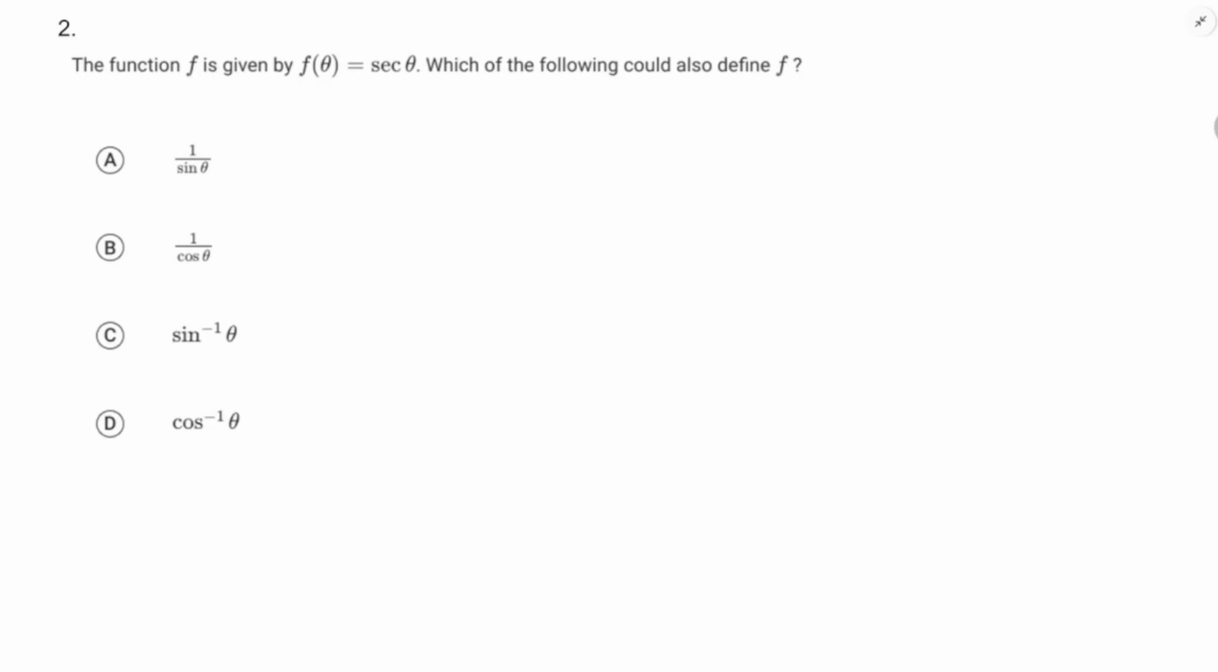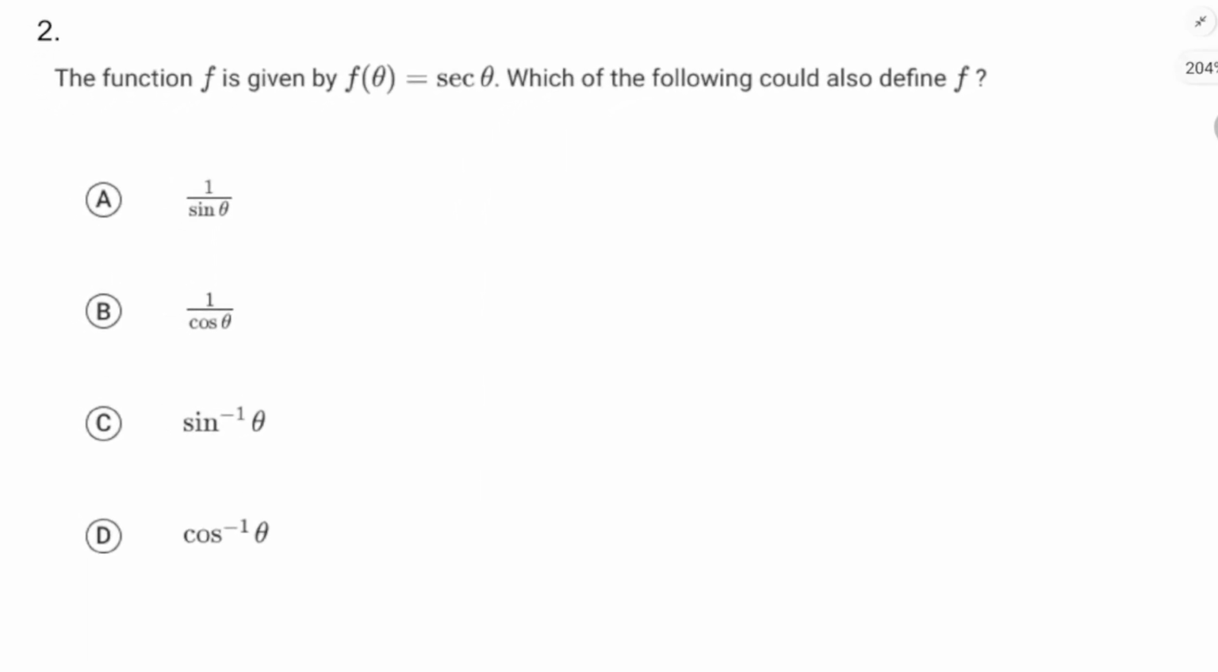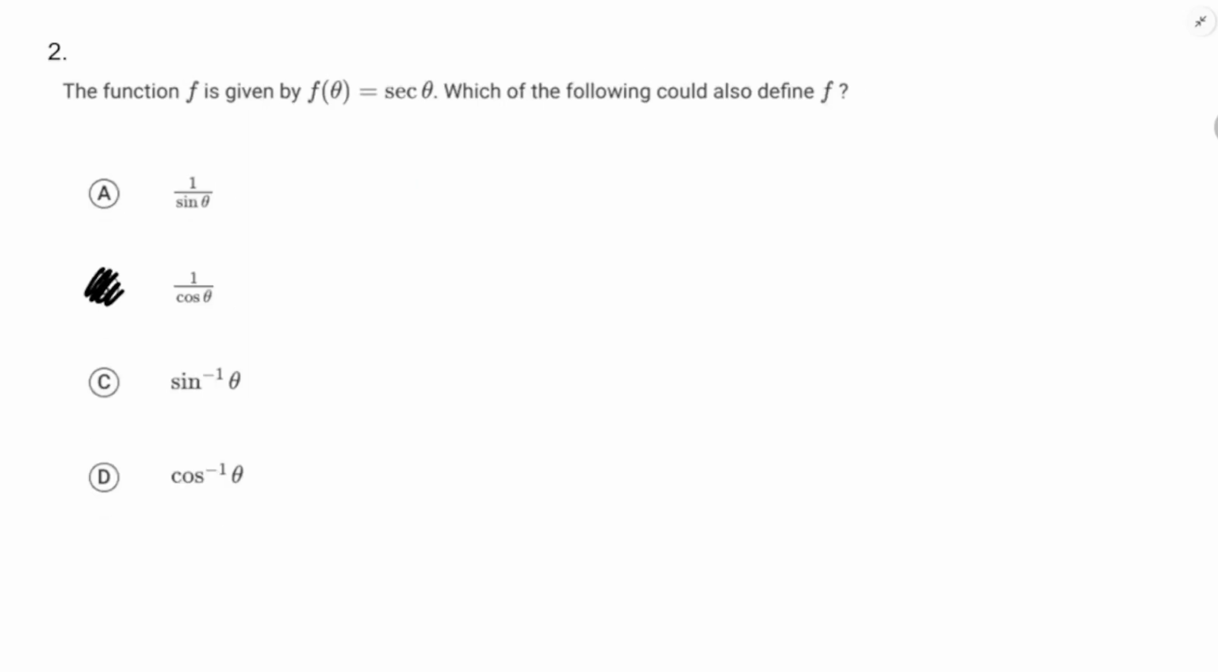Number 2 is talking about secant theta. Which of these could also define f? So which of these is an equivalent form for f? Okay, well, I know that secant theta is 1 over cosine theta, so I'm just going to choose answer choice B and move on.